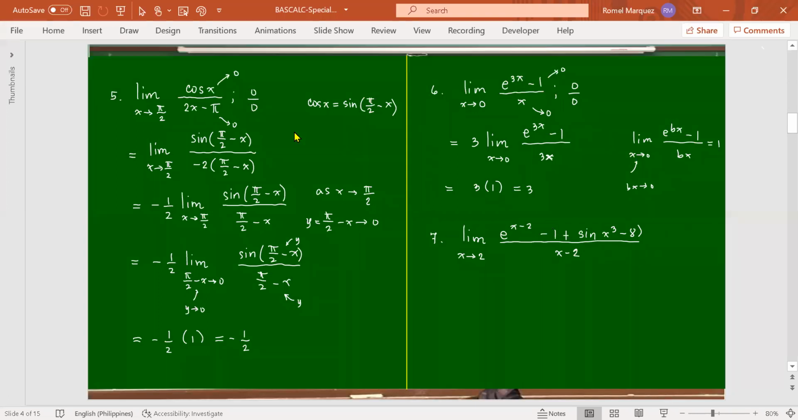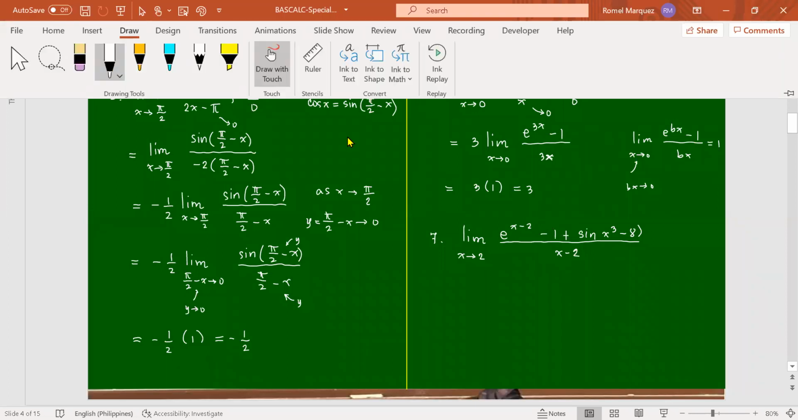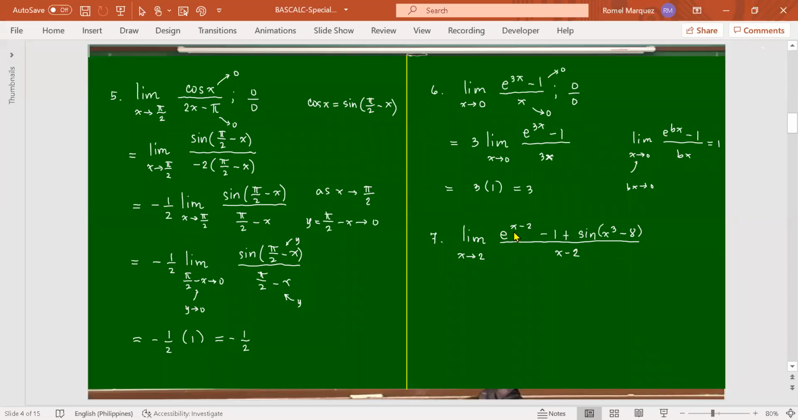What is the limit of the numerator? 0 po. Sure? Yes. E to the 0, 1 yun, no? Minus 1, 0. Sine 8 minus 8, sine 0 is 0. This is going to be 0, no? So let's see kung magiging indeterminate. What about denominator? Going to be 0.